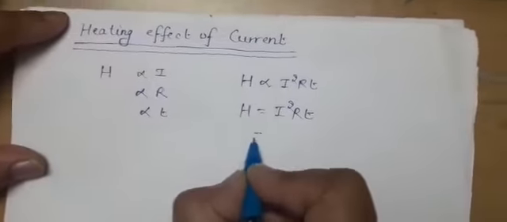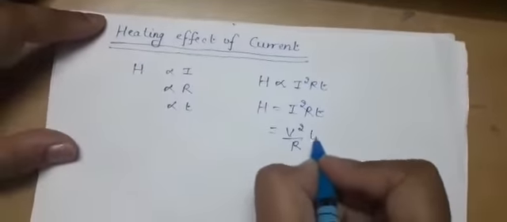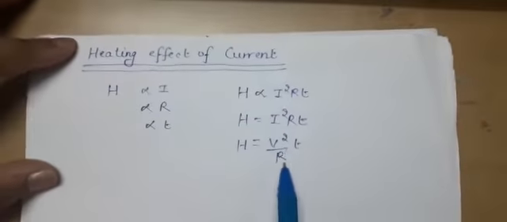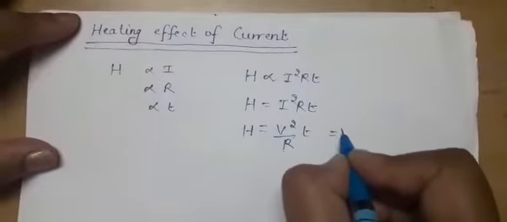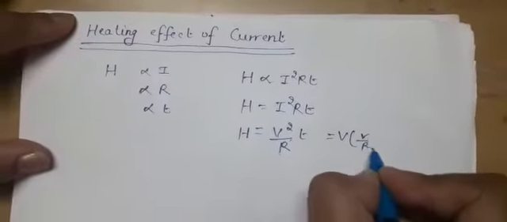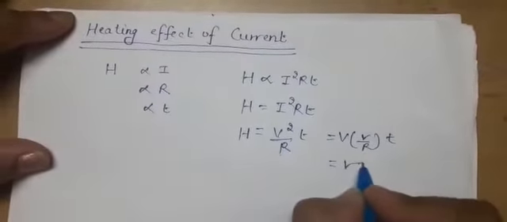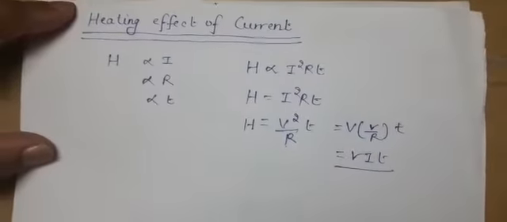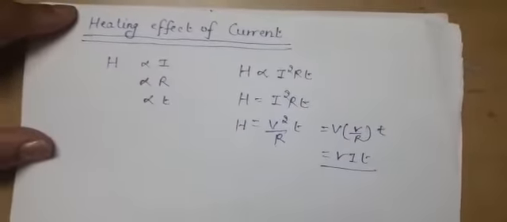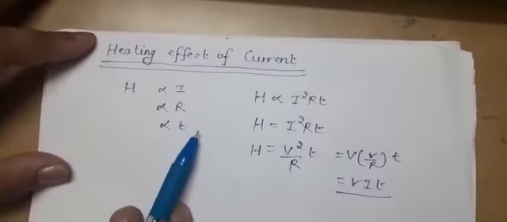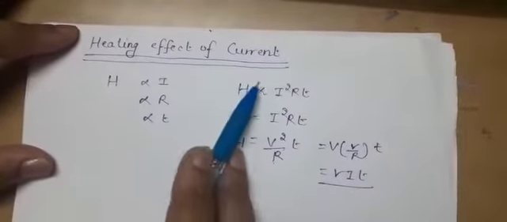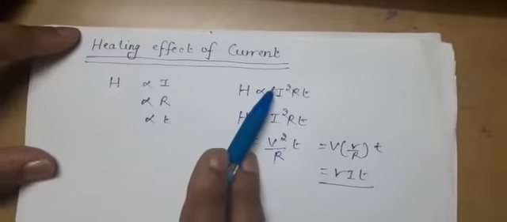If we convert it into another form and use V equal to IR, this can also be written as heat produced is equal to V square by R into T. Another form is VIT. So the phenomenon of producing heat in a resistor by the flow of electric current through it is called the heating effect of current. This is also called Joule's heating effect.